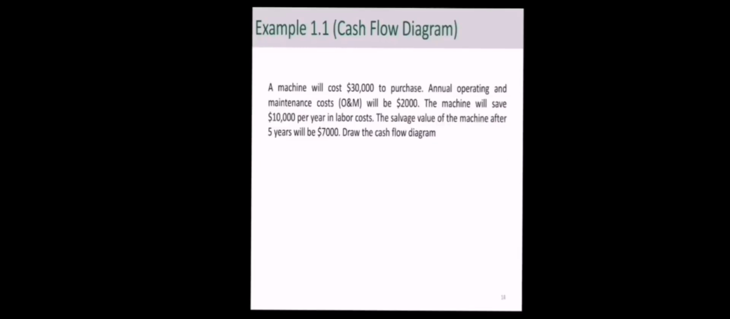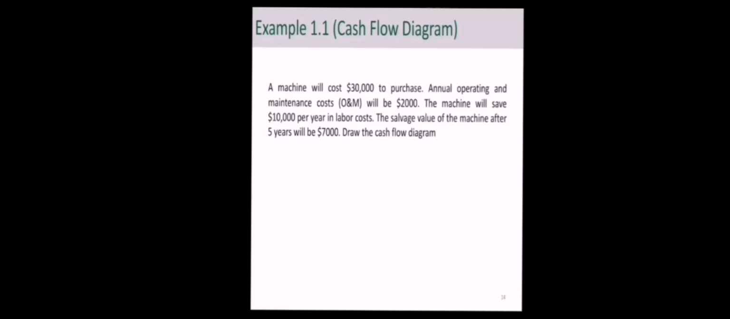So meron tayong example dito. Sample of cash flow diagram. So the problem is a machine will cost $30,000 to purchase. So ang machine daw is nagkakahalaga ng $30,000. Annual operating and maintenance cost will be $2,000 and the machine will save $10,000 per year in labor cost. The salvage value of the machine after 5 years will be $7,000. So, draw the cash flow diagram.